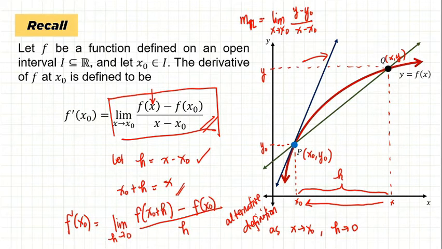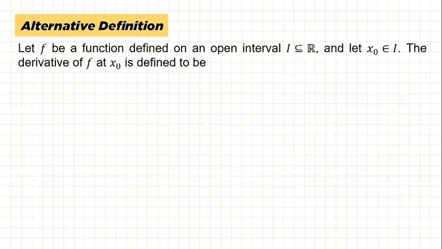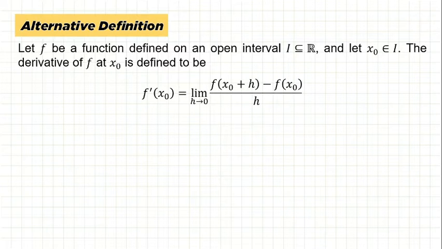Okay, and this limit, or the derivative, will only exist if this limit exists. So once again, the alternative definition is given by f prime of x sub o equal to the limit of f of x sub o plus h minus f of x sub o all over h as h approaches 0, if this limit exists. So this is the formula we will use in finding the derivative of the function at x sub o.